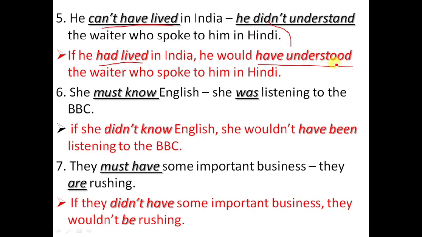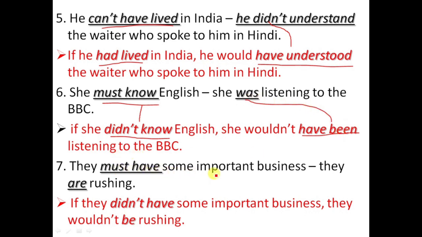So have understood. She must know English because she was listening to the BBC. So see here, must know, must plus V1, it should be changed into did not plus V1. So if she didn't know English, obviously she would not have been listening to the BBC. So here was, therefore after would or would not, we have to change it into have plus V3. Past, have plus V3, and the V3 form of was is been.